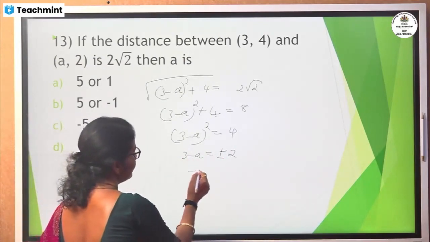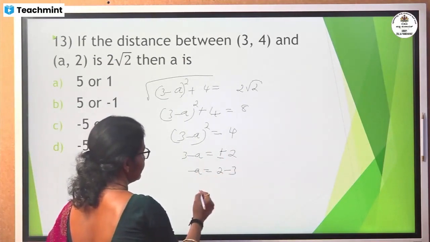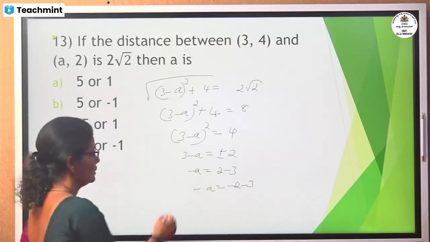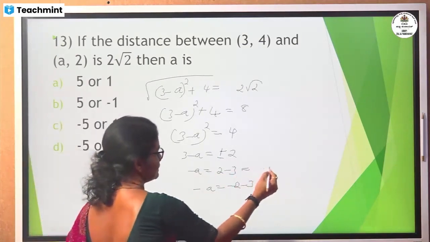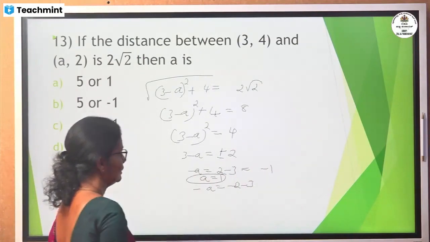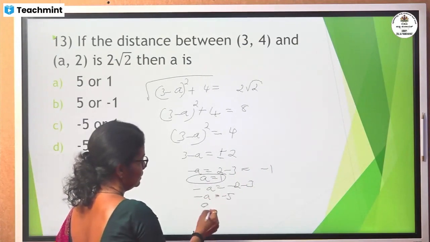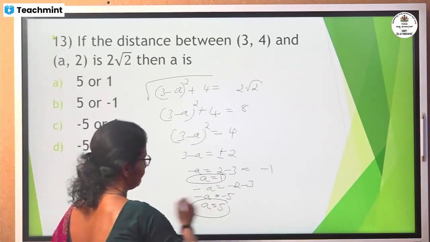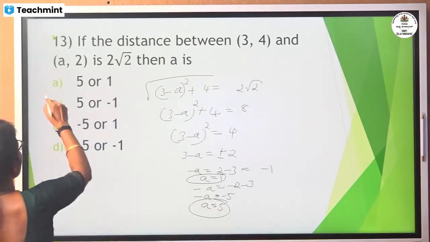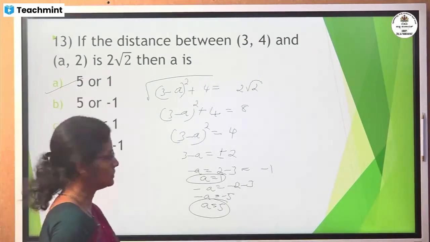So minus A is equal to 2 minus 3. Minus A is equal to minus 2 minus 3. So this 2 minus 3 is minus 1. So from this we'll get A value 1. Next, here minus A is minus 5. A is 5. So 1 or 5. So option A holds good.